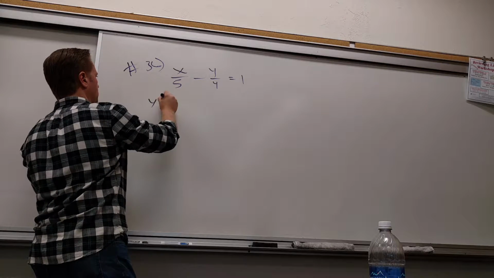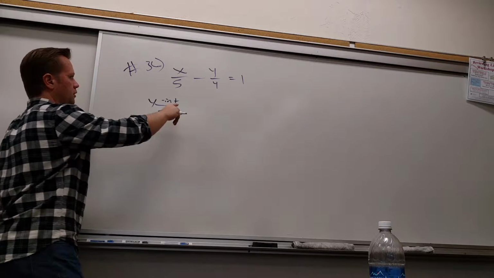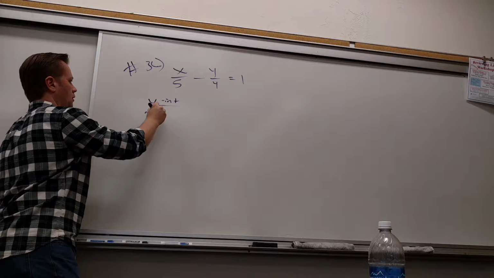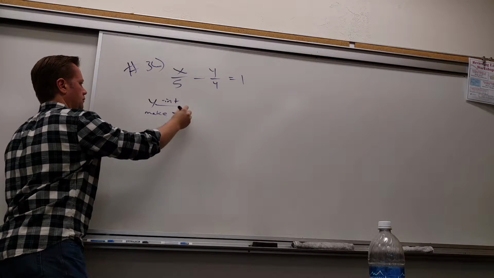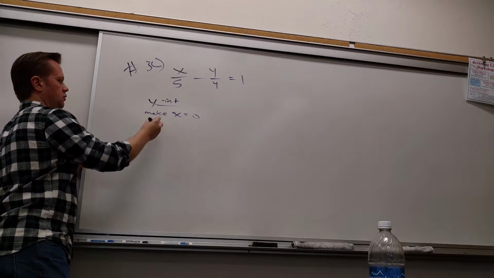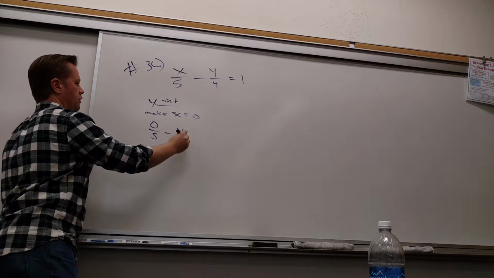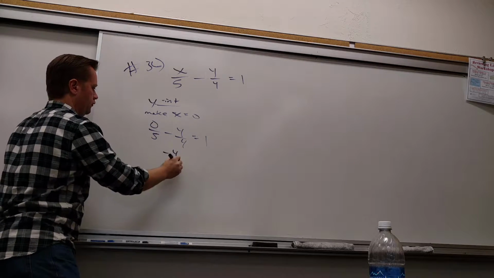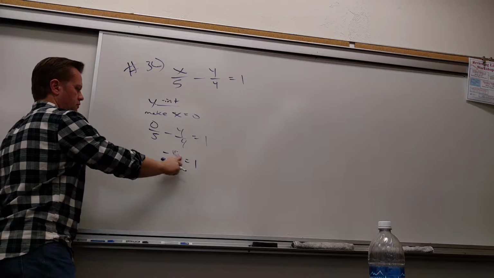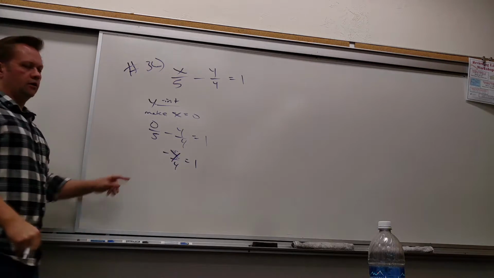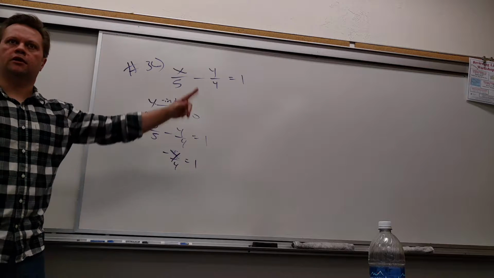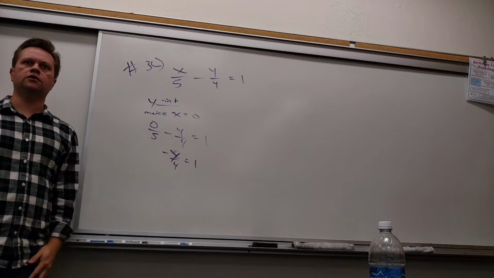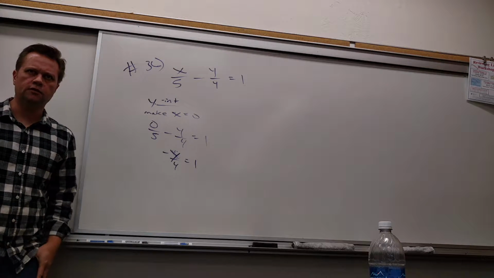So if I want the y-intercept, I'll set this one up for you. You make x equal to 0 for the y-intercept. Correct. So it'll be 0 over 5 minus y over 4 equals 1. What's 0 divided by 5? 0. So you get negative y over 4 equals 1. Well, y. And then you just multiply by negative 4, and you'll get the y-intercept. Do you see what I'm saying?